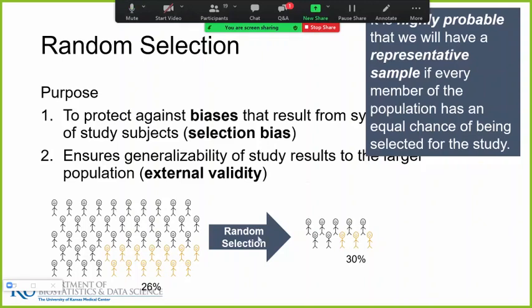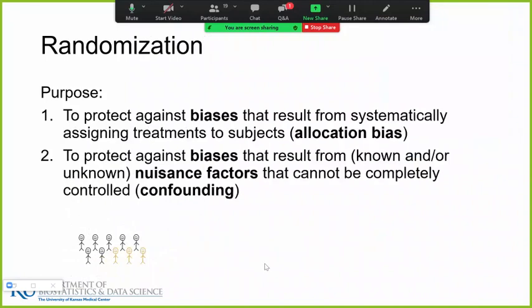If we use random selection, it's highly probable that we'll have a representative sample. And representative samples provide not only internal validity, but external validity. Randomization is the same thing. So if we have, again, a population of individuals, 26% of them have this mutation. We have our sample, of which 30% has the mutation.